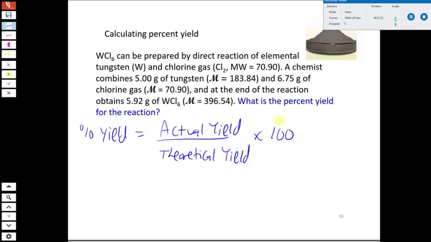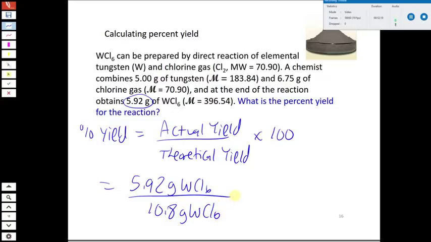Multiplied by 100. Okay? So in this problem, we're told that 5.92 grams of WCl6 was obtained. That's our actual yield. So whoever did this reaction in the lab got 5.92 grams. And then the amount that we calculated as our theoretical yield in the previous step was 10.8. That's the amount that would form if everything went perfect. Multiply by 100 to get it to a percent, and what we get is 54.8%.